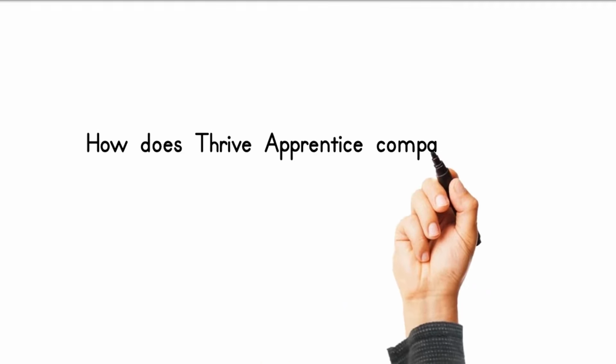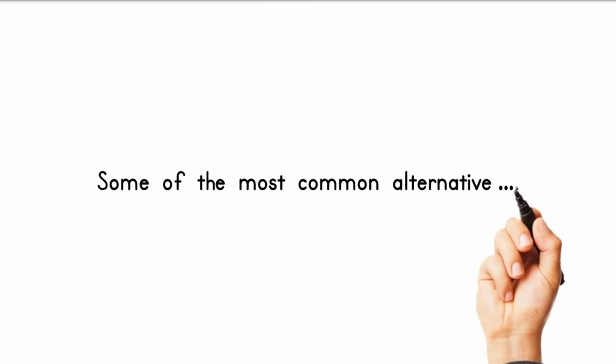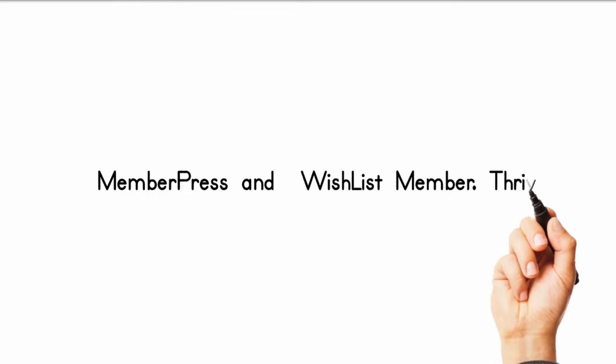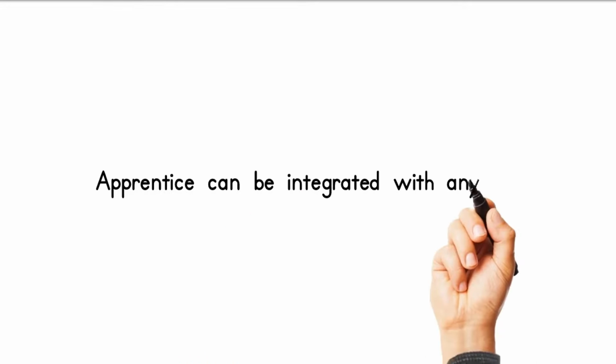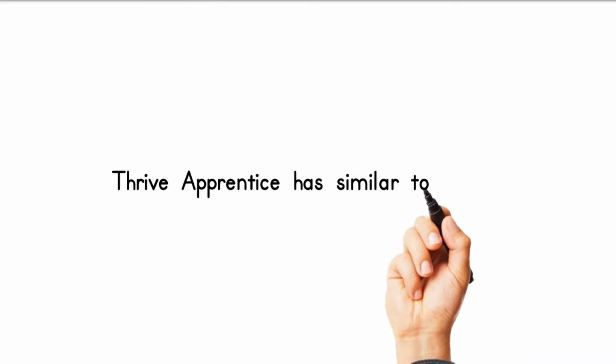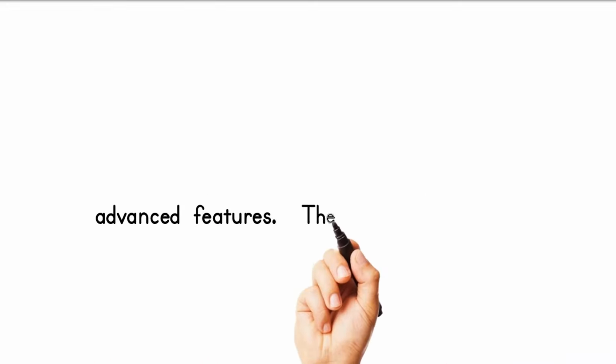How does Thrive Apprentice compare to other membership plugins? Some of the most common alternative membership plugins are MemberMouse, MemberPress and Wishlist Member. Thrive Apprentice can be integrated with any of these plugins, but it's not necessary since Thrive Apprentice has similar to more advanced features. These plugins are used to protect your courses from unauthorized access.